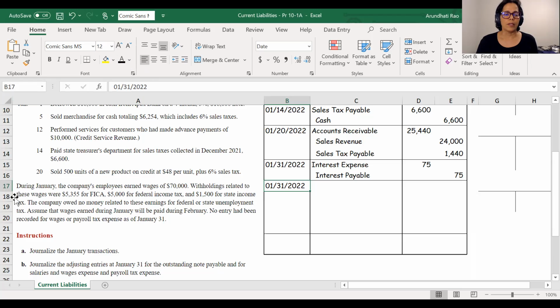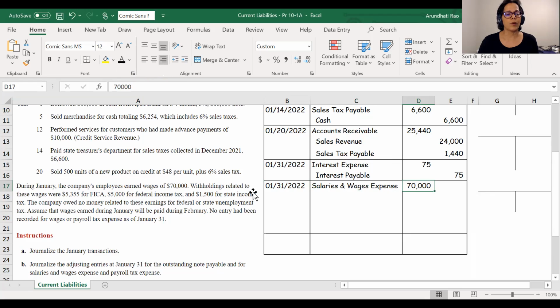Here we've been told that during the month of January, our employees have earned wages of $70,000. So I know salaries and wages expense, $70,000, is the amount I need to debit. This is not the full amount I'm going to give them by way of paychecks. I'm withholding certain dollar amounts based on agreements with my employees, and these are all taxes in this case.